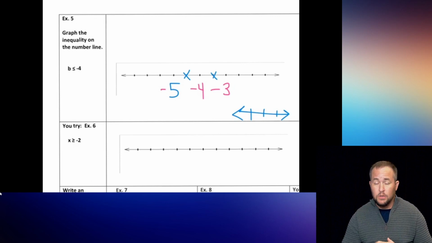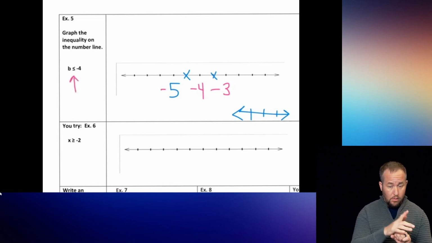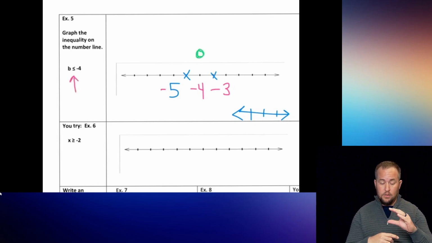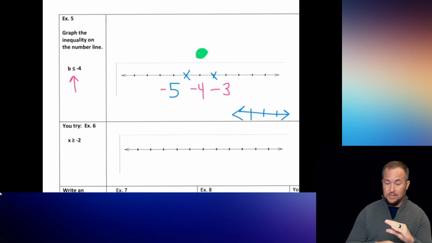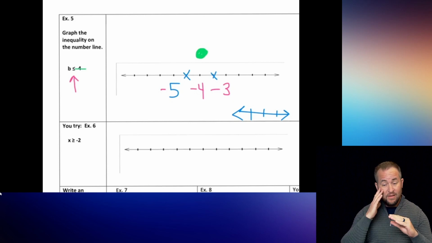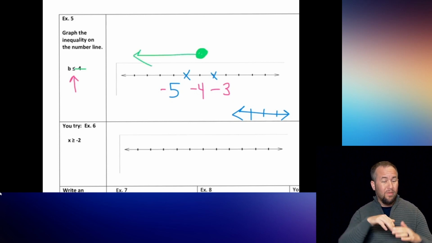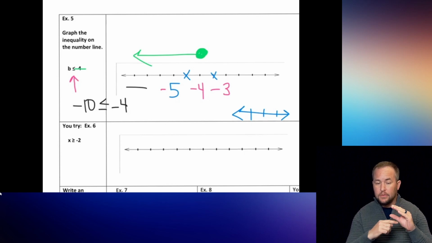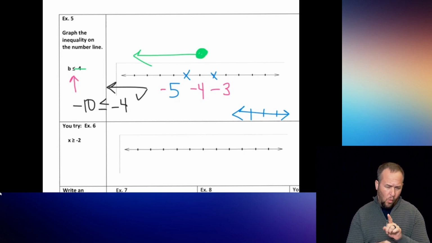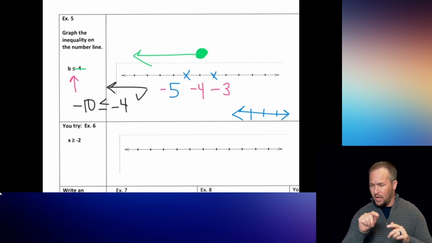Again, we always look at our symbol, so I know that because it's an or equal to sign, it is going to be a closed dot at my number, -4. And then I'm going to determine which way I want to shade it. Because B is less than or equal to, I know that if I were to make this an arrow, I would go in this direction. And again, you can check yourself because B is less than or equal to -4. So I could just plug in -10 is less than or equal to -4. -10 I know is way down here. So this does indeed check out. I shaded in the correct direction.